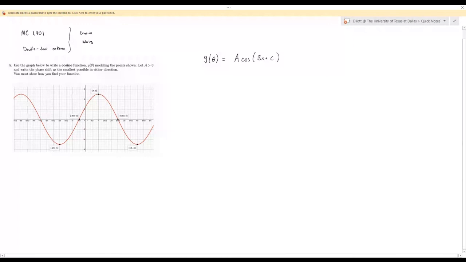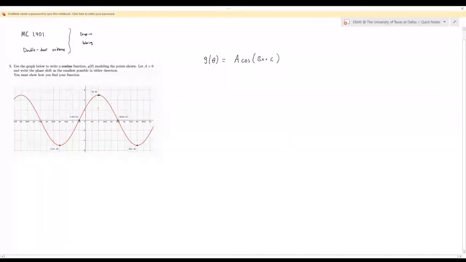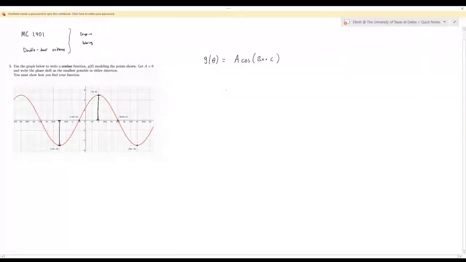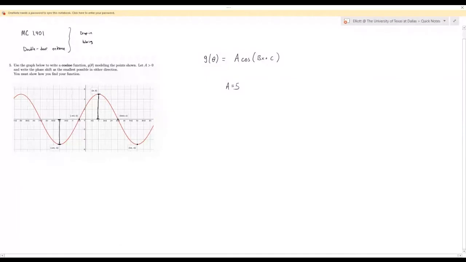Looking at the graph, I can see that there's no vertical shift, and I can identify the amplitude as being 5. I see there's no vertical shift because it's already symmetric about the x-axis. If it weren't symmetric, then I would know it was shifted somehow vertically. So there's no vertical shift, and the amplitude is 5. That's the first thing I'll note.